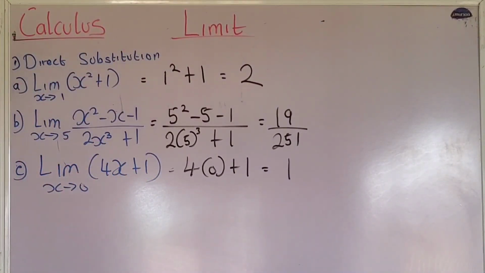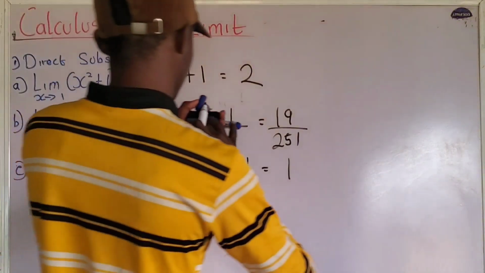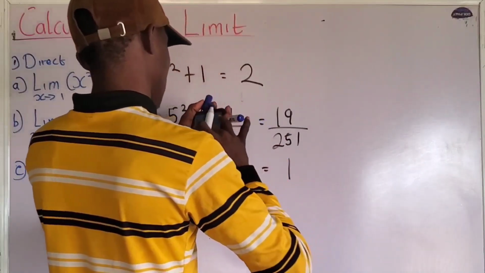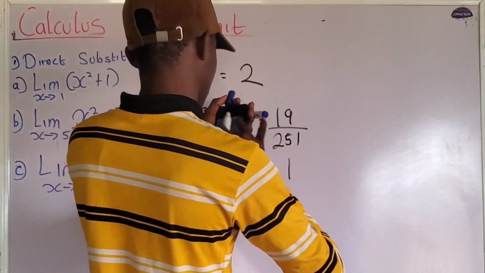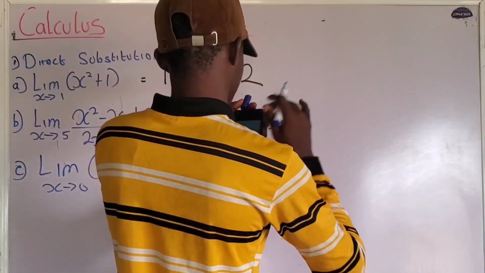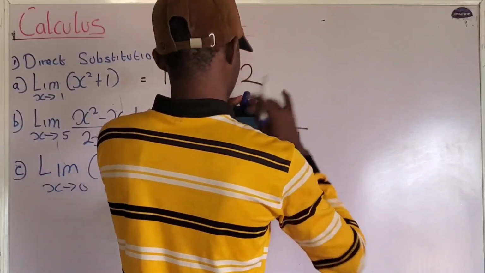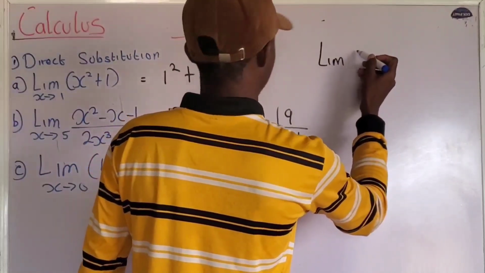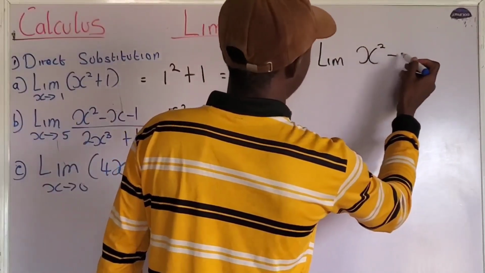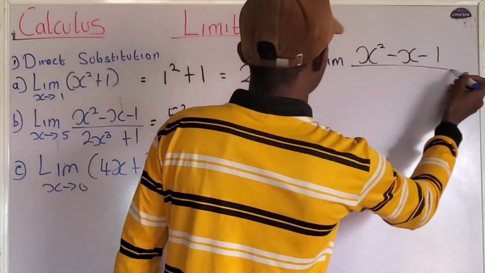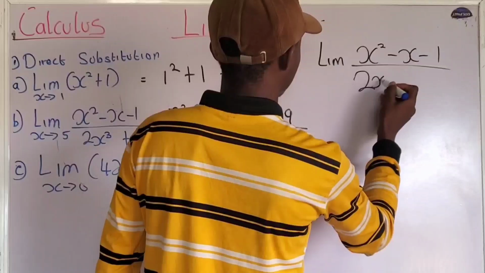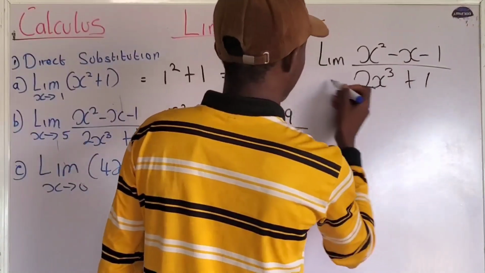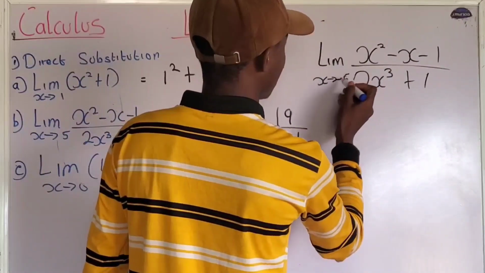So now I want you to attempt this question. Take the limit of this. What are you going to have? Limit of x to the power of 2 minus x minus 1 all over 2x to the power of 3 plus 1 as x tends to minus 5.